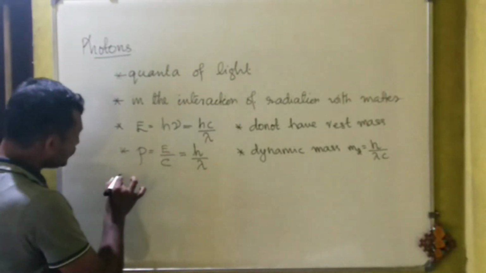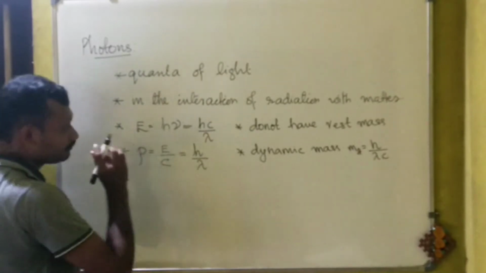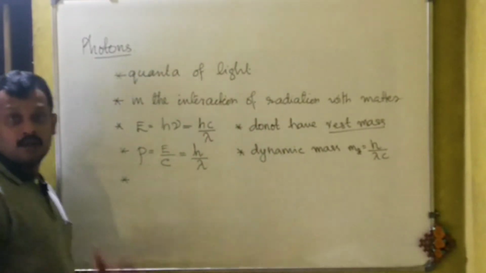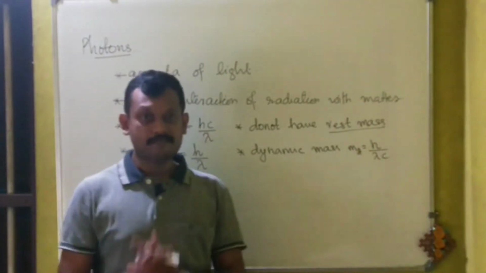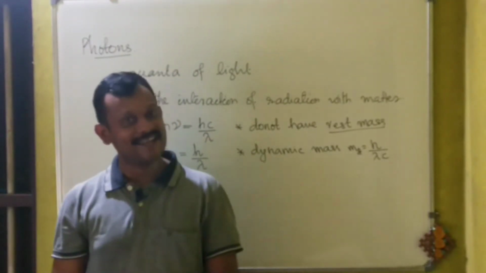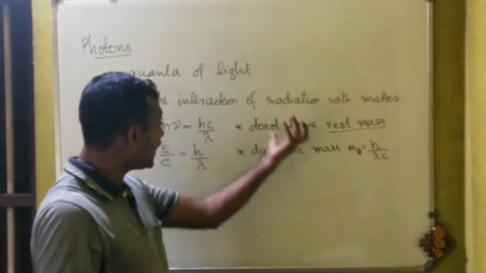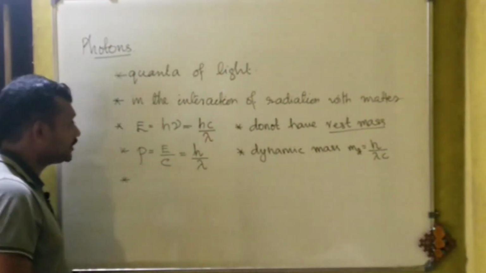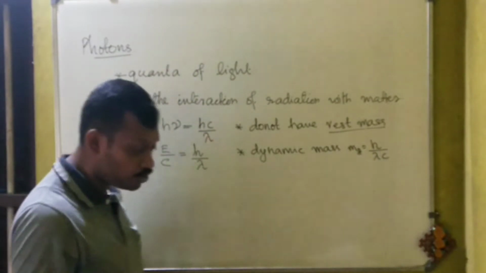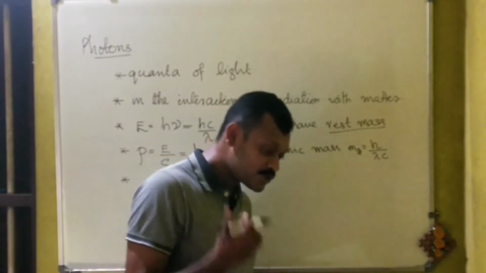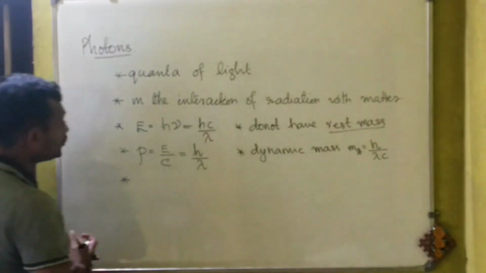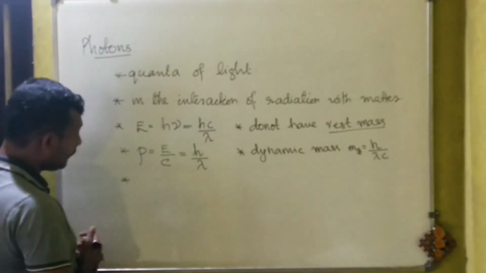That is regarding the mass of the photons. I have to say dynamic mass because they have zero rest mass. They do not have rest mass, but they have dynamic mass. Photons have dynamic mass, their rest mass is equal to 0. Then coming on to the next area, that is regarding the power.